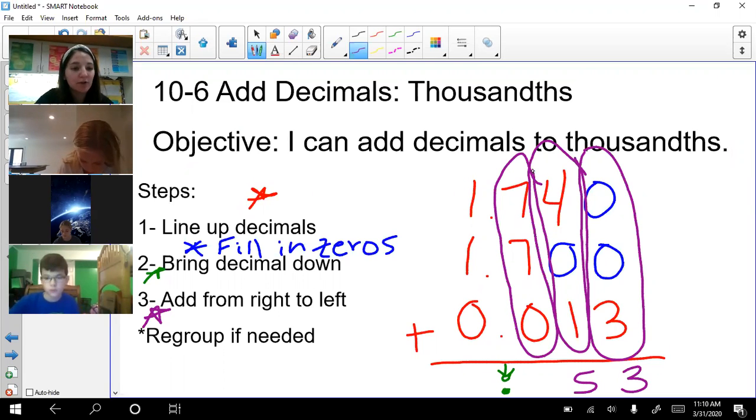And what do I need to regroup, the 1 or the 4? What do I need to regroup for 14? Good, thanks, Samuel. 14, so I'm going to carry the 1. And then I have 1 plus 1 plus 0 is 2, plus 1 is 3. So I have 3 and 453 thousandths.